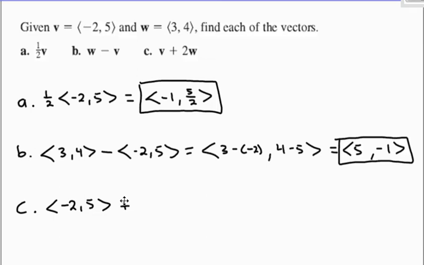Okay. Now, for part C, we're going to take vector v, which is negative 2, 5, and we're going to add 2 times vector w, which is 3, 4.